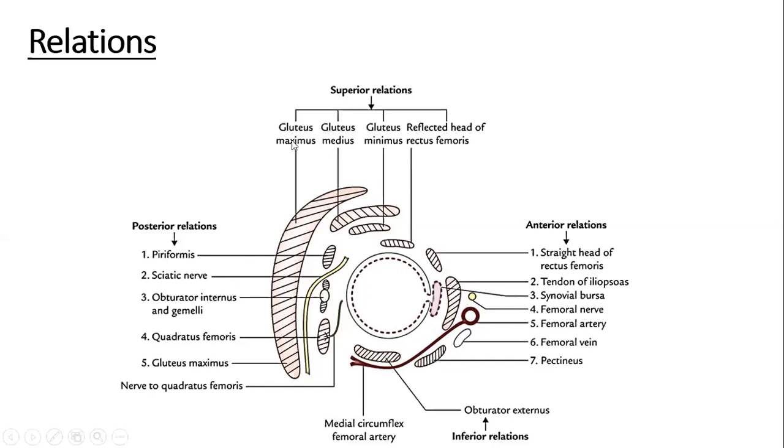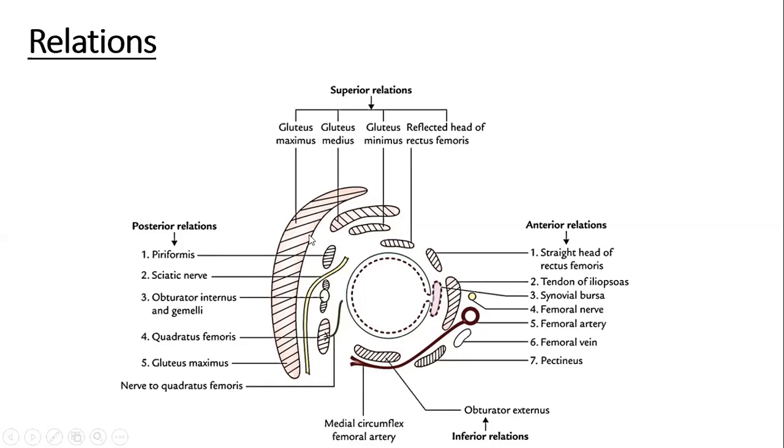Superiorly, we have the reflected head of the rectus femoris here and gluteus minimus laterally. So medially and superiorly to the capsule of hip joint, we have the reflected head of rectus femoris, and laterally and superiorly, we have gluteus minimus. Whereas inferiorly, we have the tendon of the obturator externus muscle passing beneath the capsule of the hip joint.